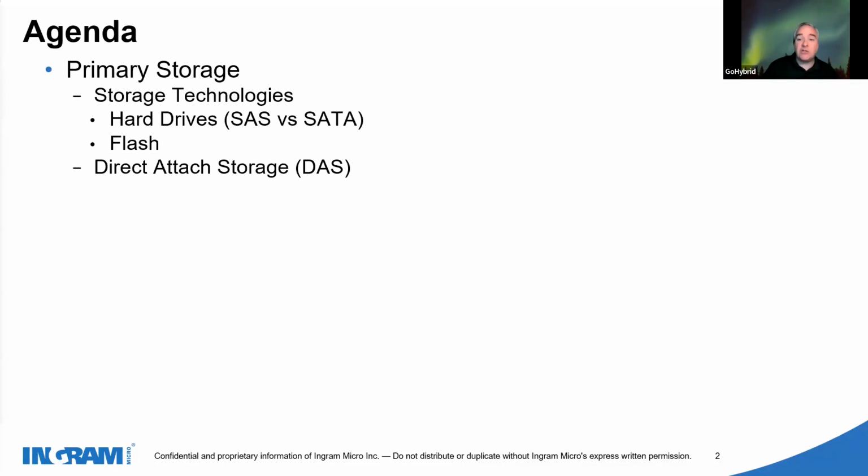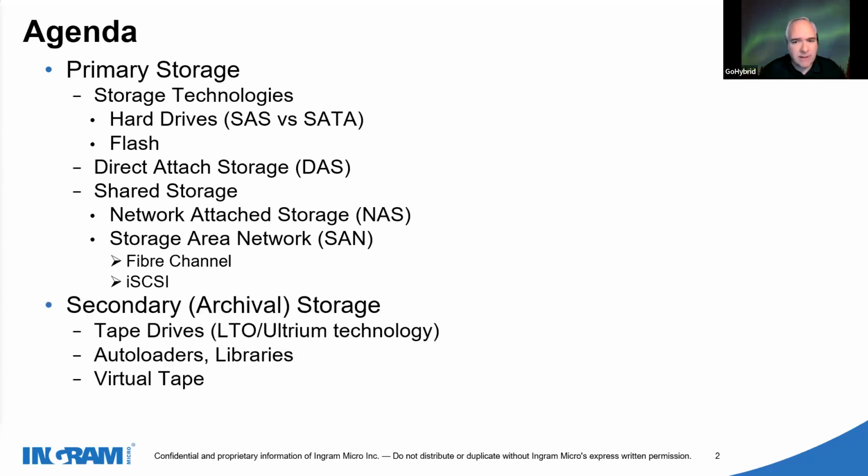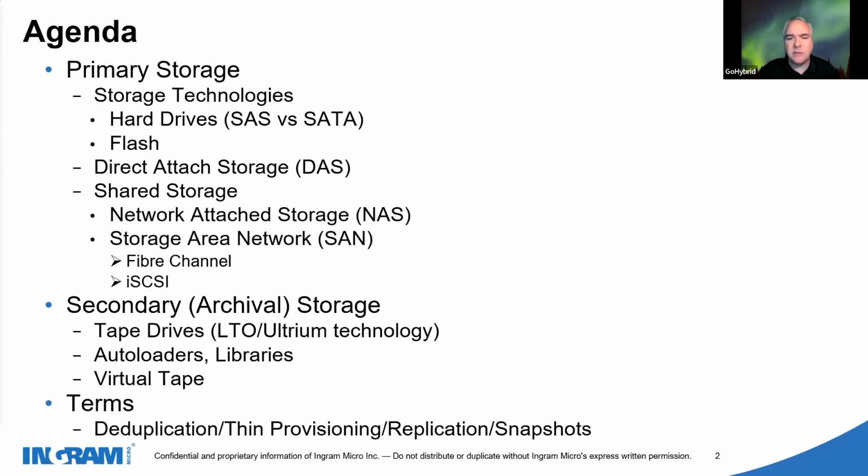From there, we'll go on and talk about shared storage options. We'll talk about network attached storage or NAS, storage area networks or SANs, and we'll talk about the two most popular types of SANs, fiber channel and iSCSI. Then we'll talk a little bit about secondary or archival storage, and we'll go over tape drives, LTO and Ultrium technology, autoloaders, libraries, and virtual tape. And then we'll wrap up by talking about a couple terms that you'll hear of a lot in reference to storage: deduplication, thin provisioning, replication, and snapshots.